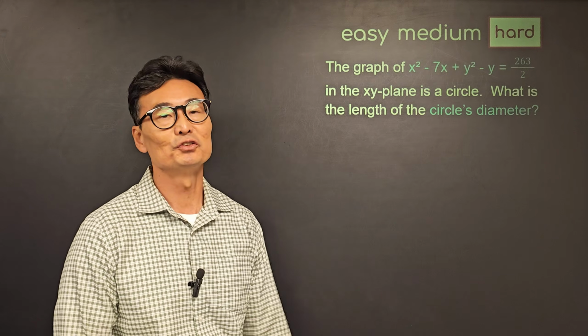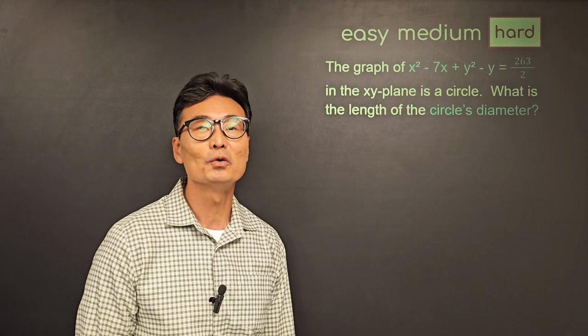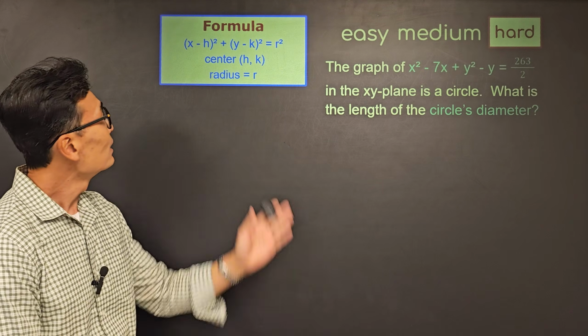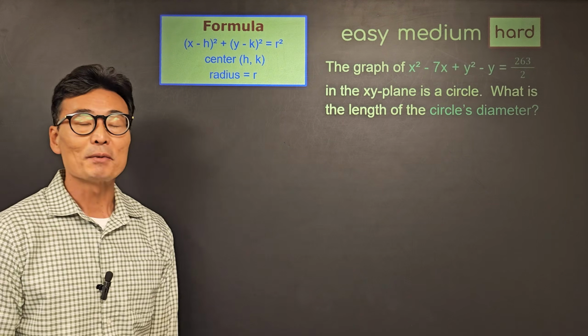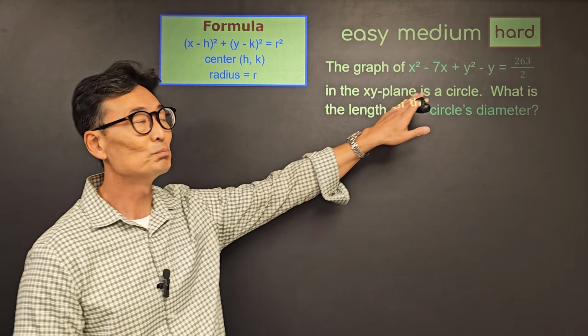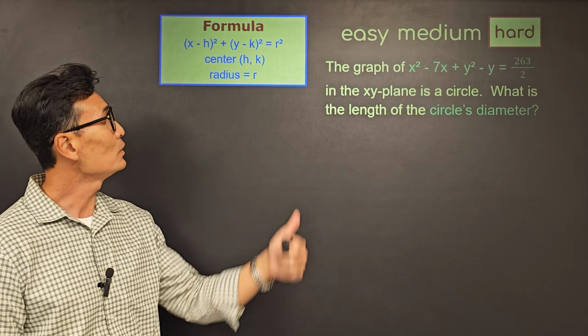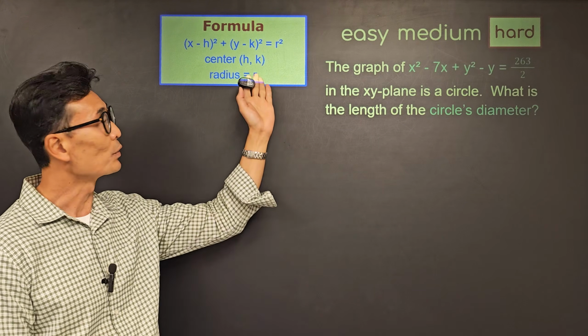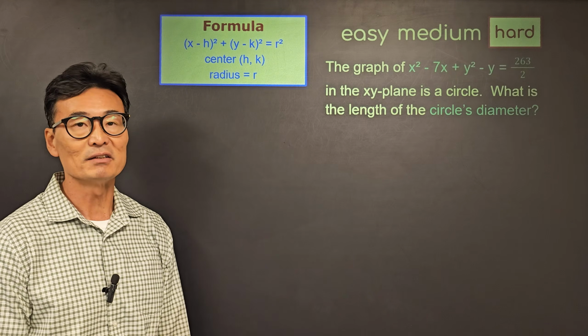In order to do this question, you need to first know the standard equation of a circle. Here it is: (x minus h) squared plus (y minus k) squared equals r squared. So we need to take that equation, put it in that format in order to find the center or the radius. In this case, we don't need the center, we just need the radius.